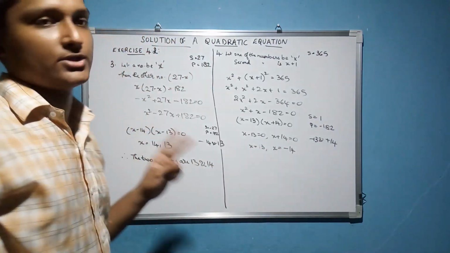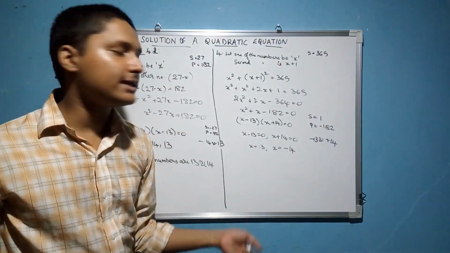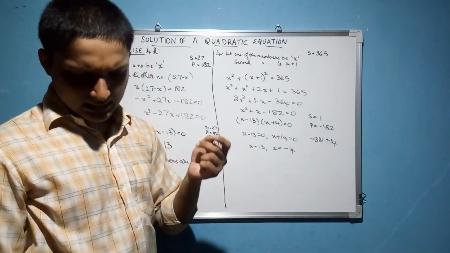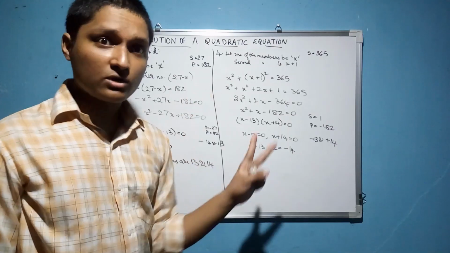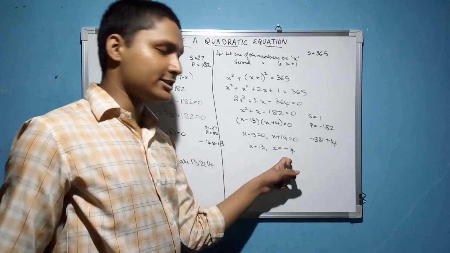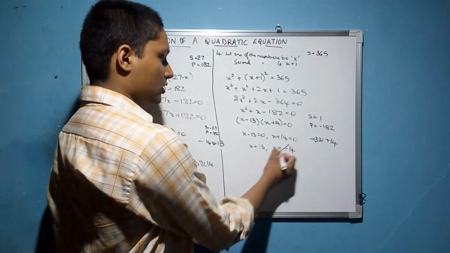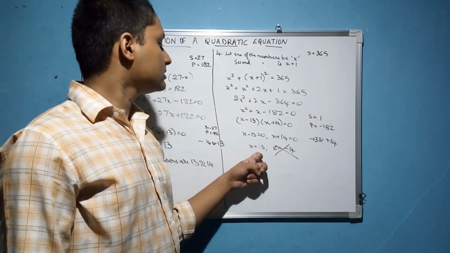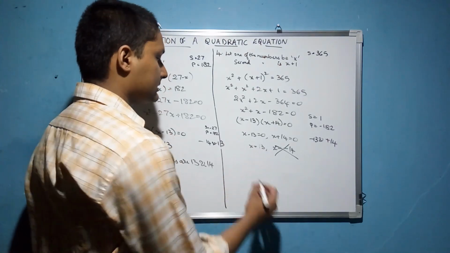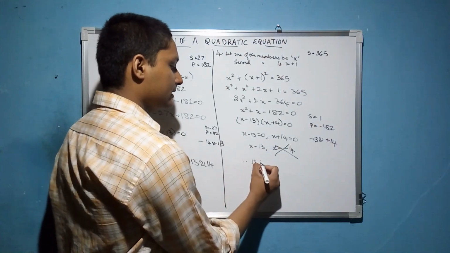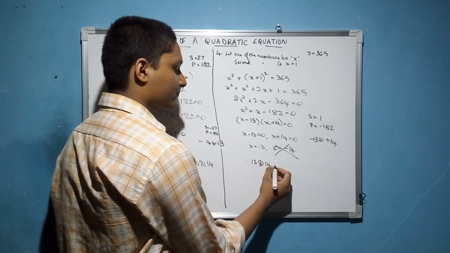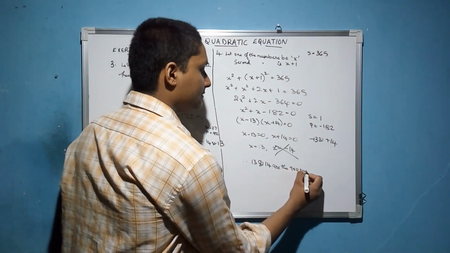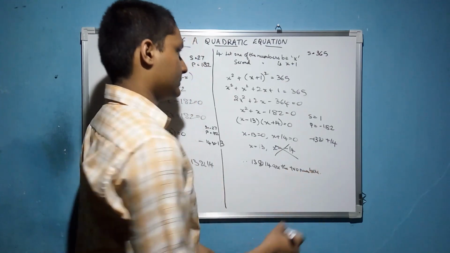We got two numbers over here. Which of these is the required solution? In the question you can see that it is given two consecutive positive integers. So can you consider this to be a positive integer? No, it is not a positive integer. That's why I am ruling out this x and the only number you got is 13. Therefore 13 and 14 are the two consecutive numbers that are required.